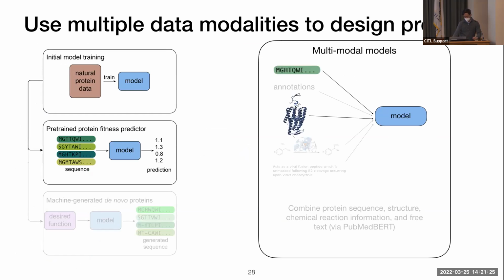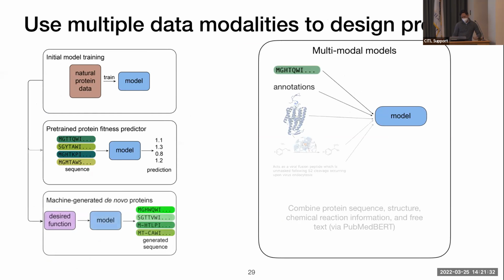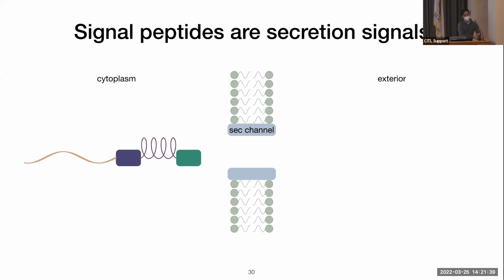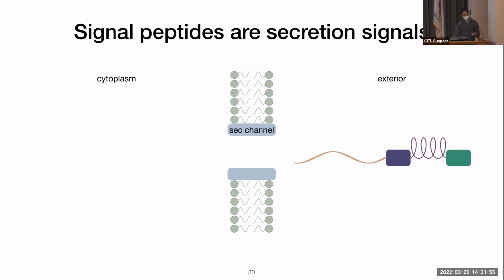And then one other thing. So far we've talked about the pre-training paradigm with sequence and with structure. So now we're going to talk about the generation paradigm with sequence and annotations. And what we're going to do is generate signal peptides. So signal peptides are secretion signals. Proteins are made in the cytoplasm. Sometimes they have a signal peptide on them. They get exported through a Sec channel, and then they get cleaved.